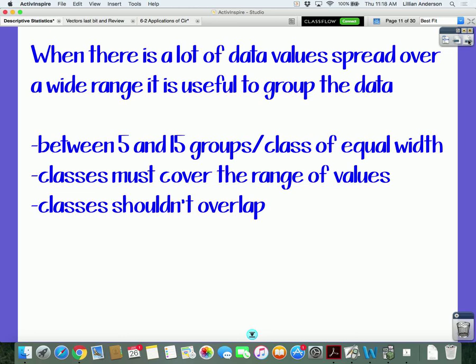Make sure they're of equal width. You shouldn't have one class be like ranging 5 numbers and the other class ranging 2 numbers. That's just silly. Make sure they're equal width. The classes must cover the range of values, and of course the classes should not overlap each other. So if we're going from 2 to 5, then the next class we should go from 6 to whatever. Okay?